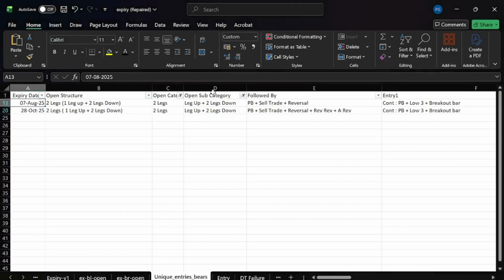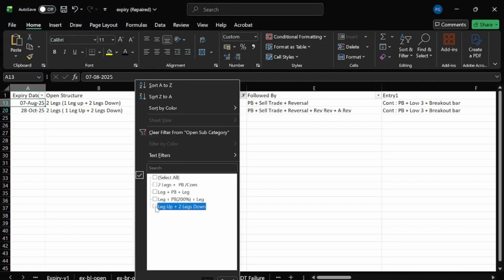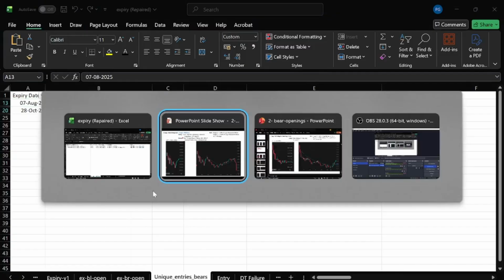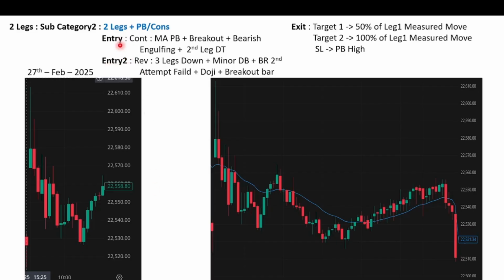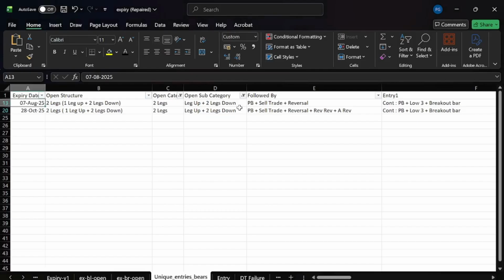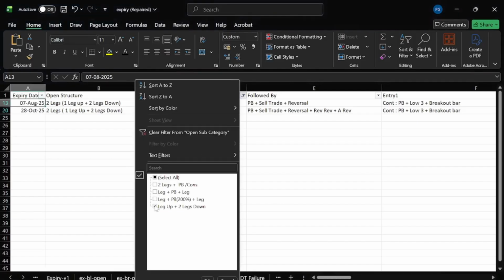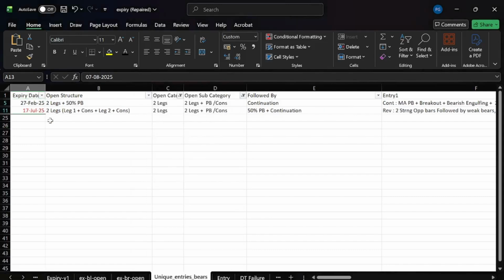So those are all about the first category, the second two-legged opening, and the second category is two legs followed by pullback or consolidation. So let me just filter that. Two legs followed by pullback or consolidation.